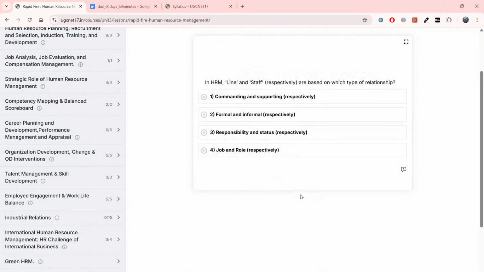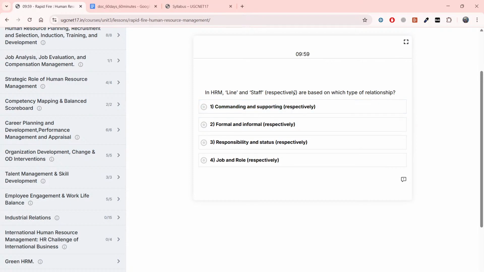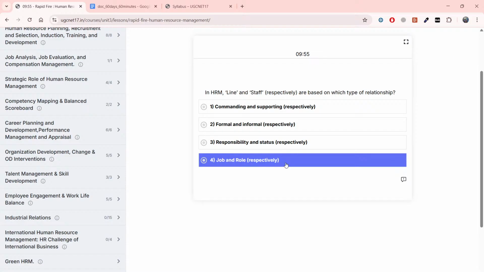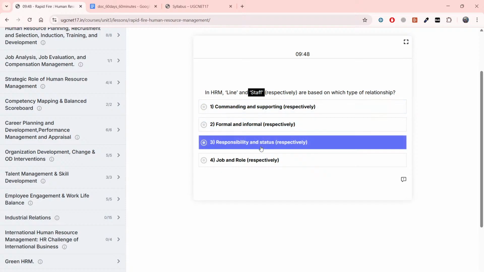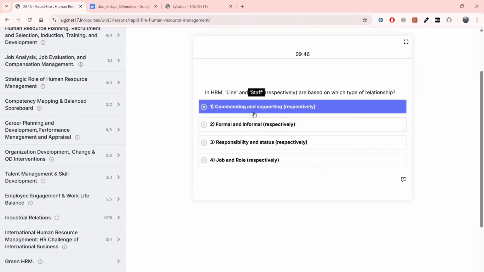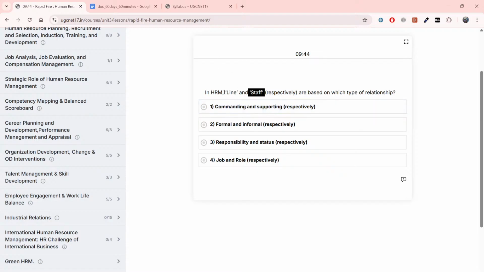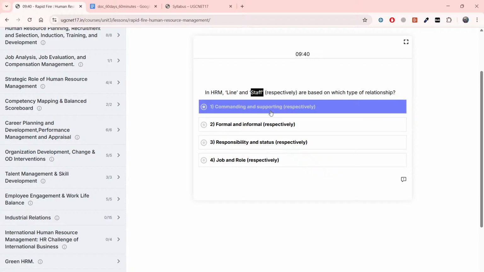So we'll start again. In HRM, line and staff are based on what type of relationship? Line and staff. Line is functional and something, right? Responsibility and commanding and supporting. Commanding and supporting. In line you command, and in staff you are cross-functional. You are just advising, supporting. I believe this. That's what we had studied.